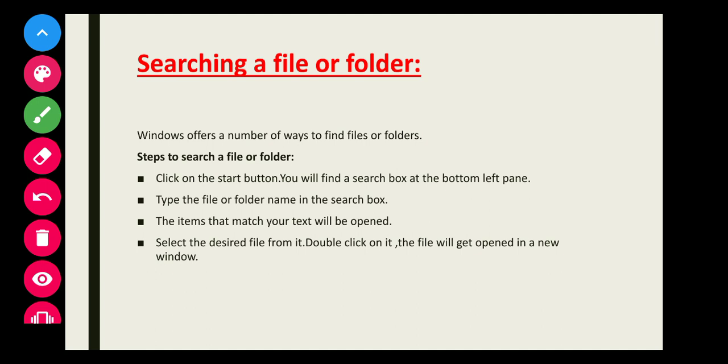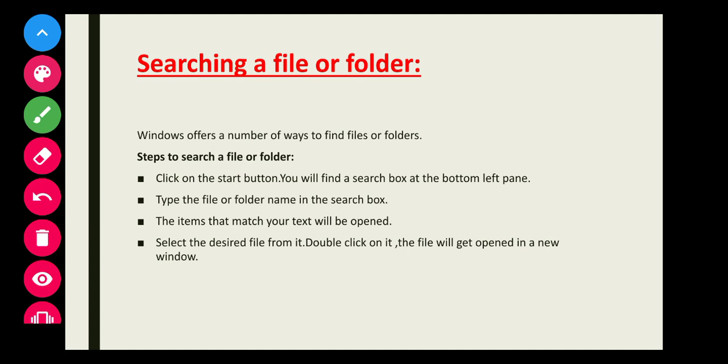Okay, suppose you have created any file or folder in your computer system and you want to search that file. So what are the steps you are going to follow to search a file or folder? First of all, you will click on the start button. You will find a search box at the bottom of the left pane. When you click on the start button, downside you will get one search box.